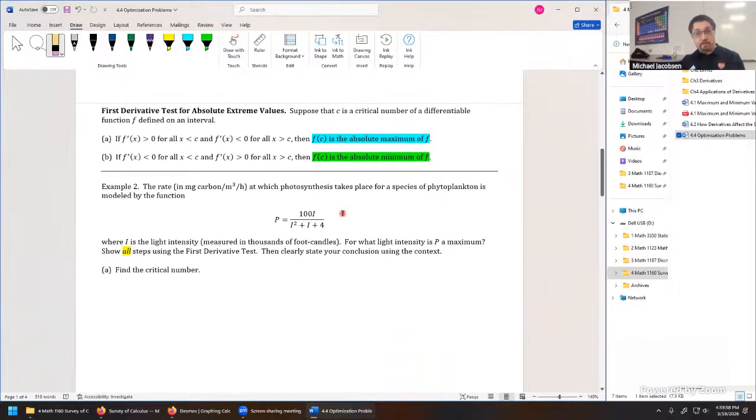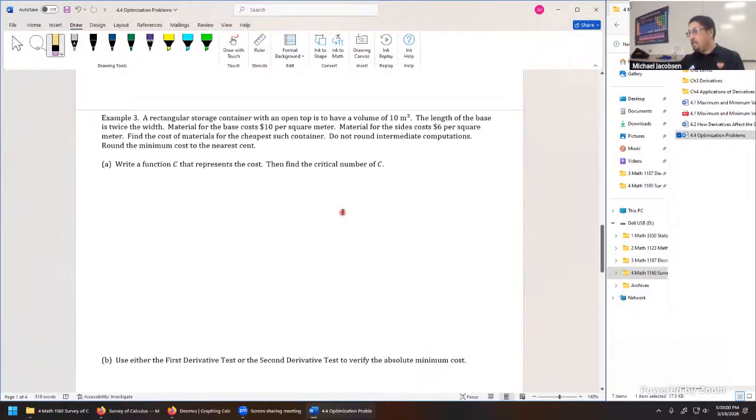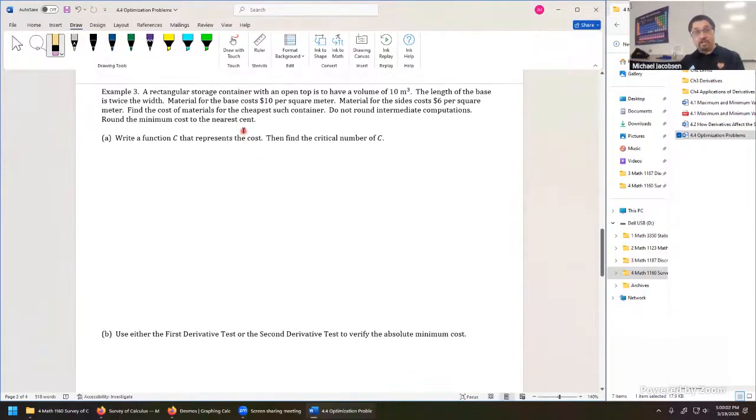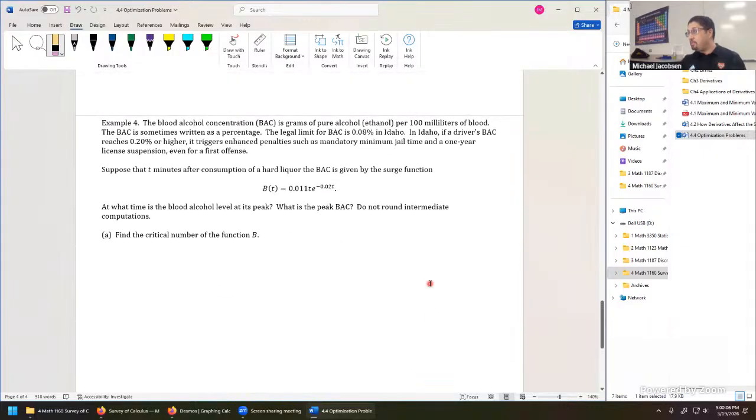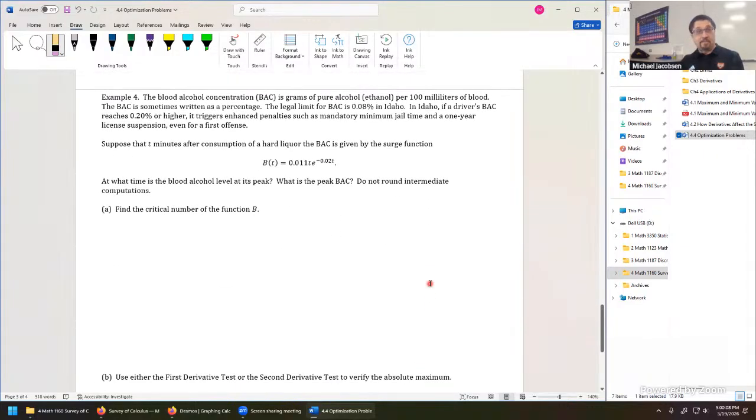This one is rate of photosynthesis. Next one is something geometric, trying to minimize a cost. Final example is going to be something from pharmacokinetics, trying to find out when some kind of drug is going to have a maximum value in a bloodstream. And this one will be about blood alcohol concentration.